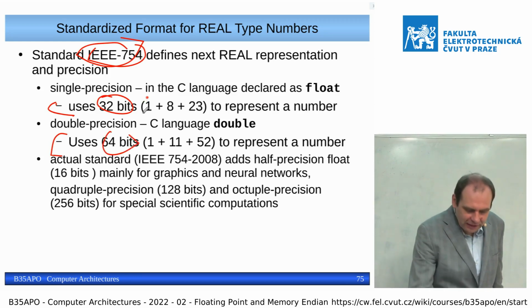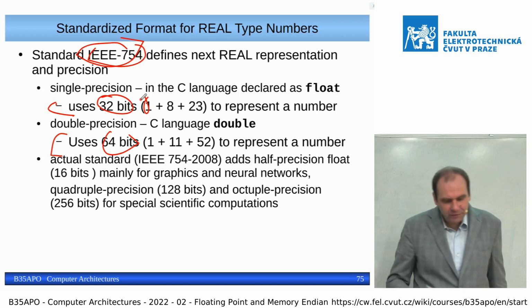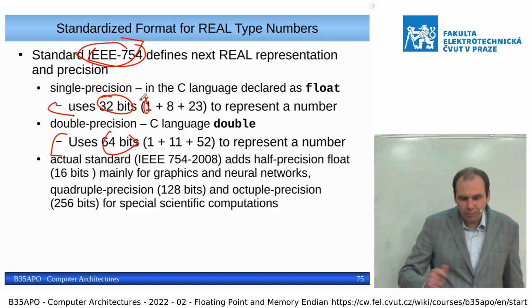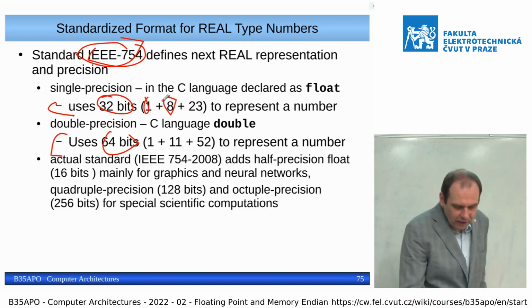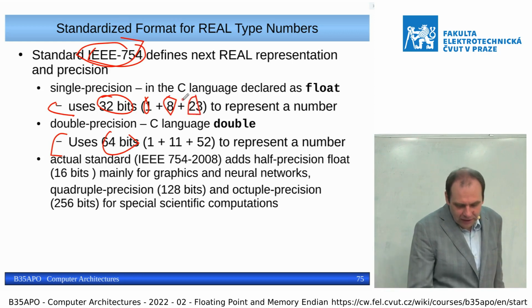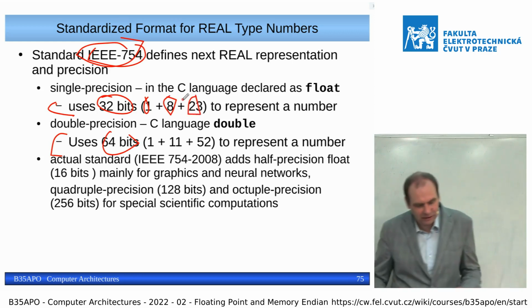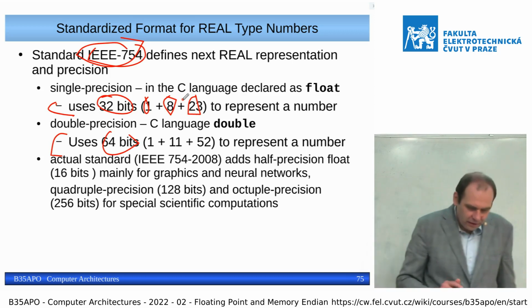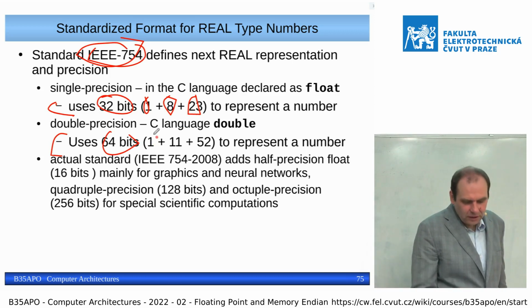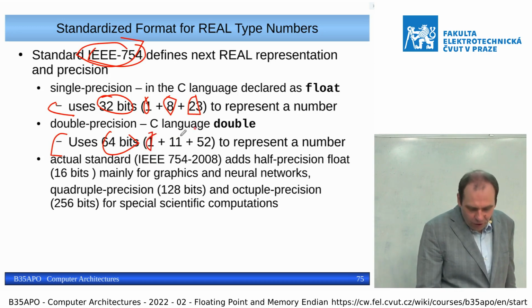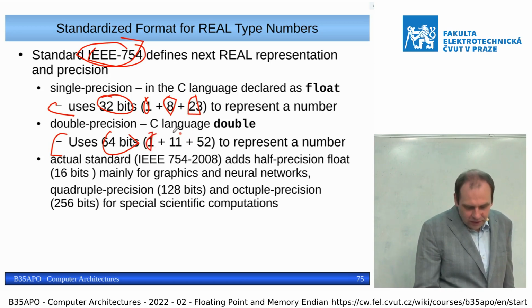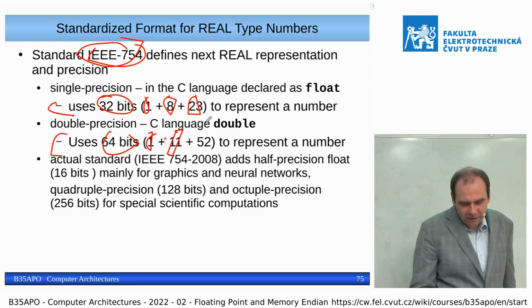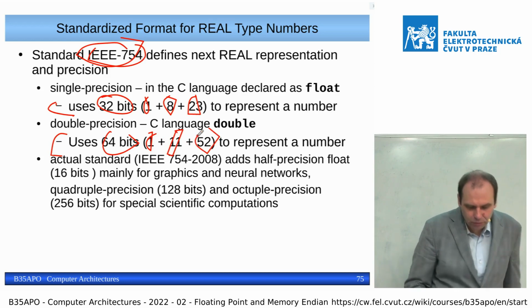And in this case, the parameters are 1 bit for the sign, 0 positive, 1 negative, 8 bits for the exponent, and 23 bits for the mantissa. We will see later that there is one hidden implicit one. For the 64-bit, we divide it to 1 bit for sign, 11 bits for the exponent, 52 for the mantissa.